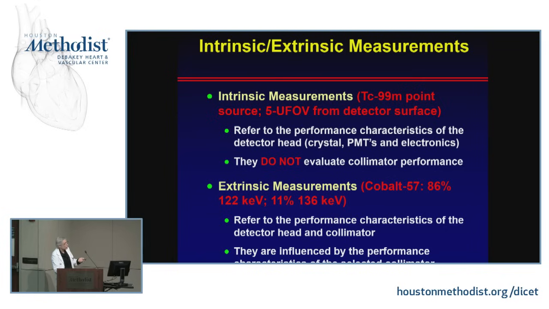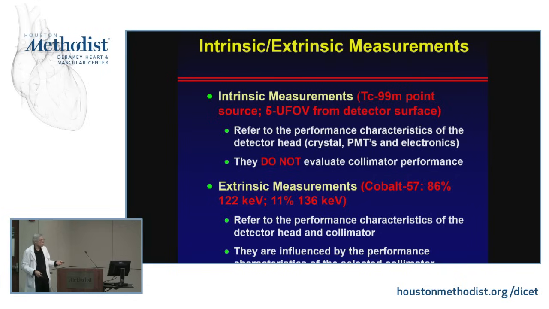Okay, how do we do intrinsic measurements? Well, these are usually done with point sources, and we go 5 usual field of views from the detector surface. You put a point source out there. This is without the collimator, okay? This is with the collimator. We do these routinely all day long. So we usually use cobalt sheet sources, where you just put a sheet source on the camera top, okay?